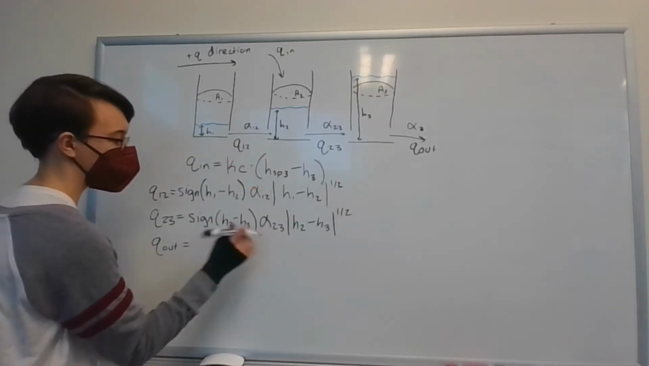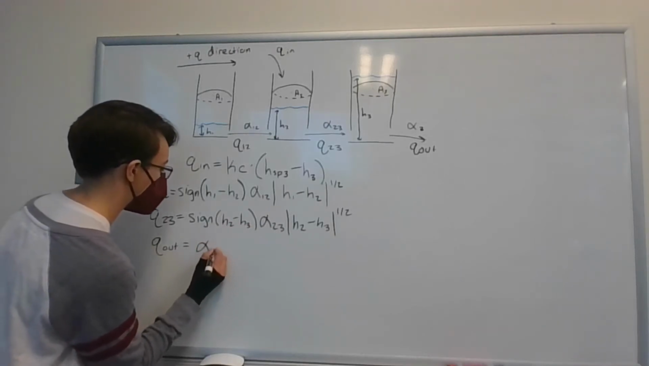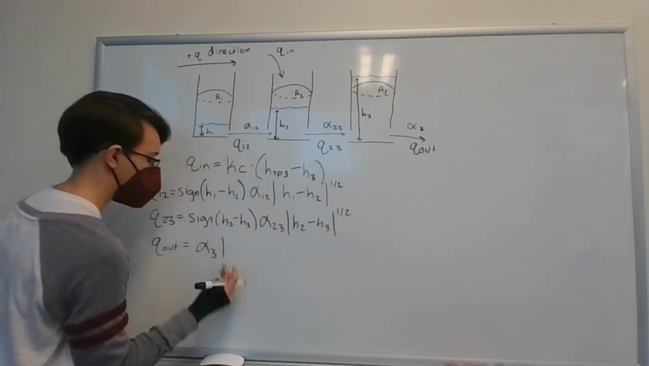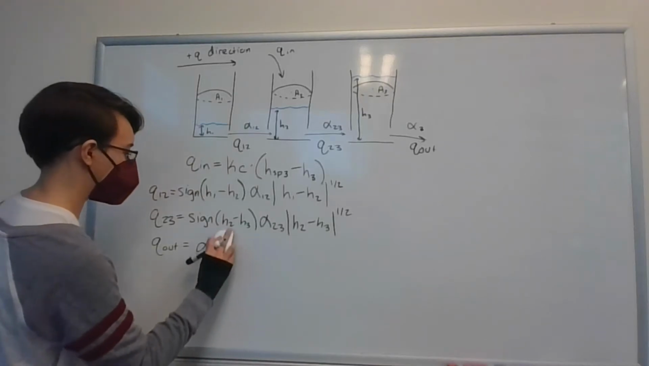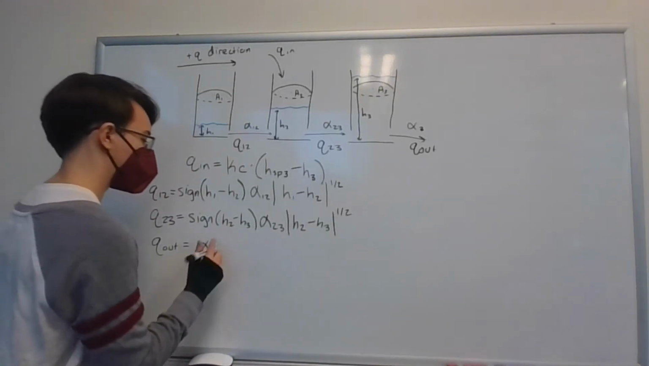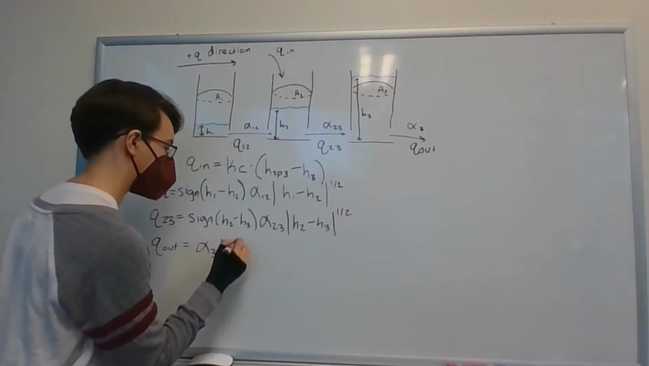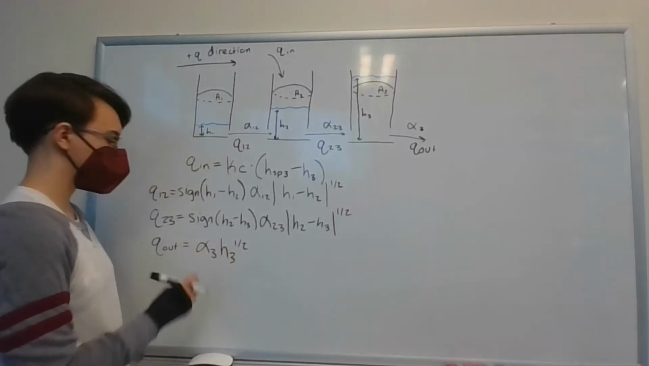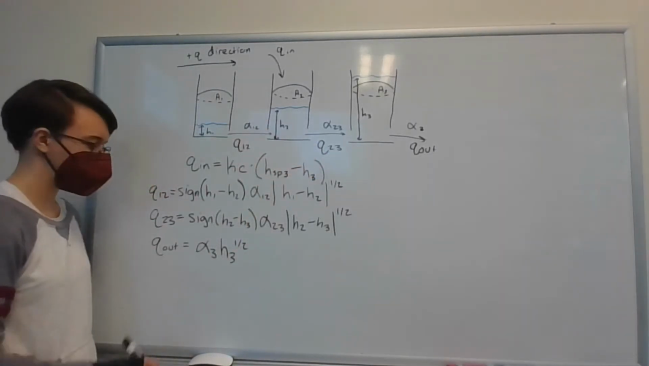So we will need the proportionality constant. And so again, we won't need the absolute value because we're not subtracting anything. So then just times the height of 3 to the 1/2 power. So it's similar, but we're only dealing with one tank.